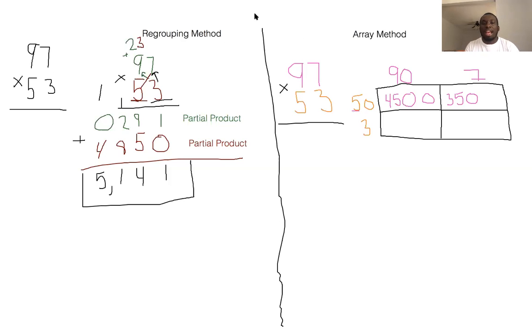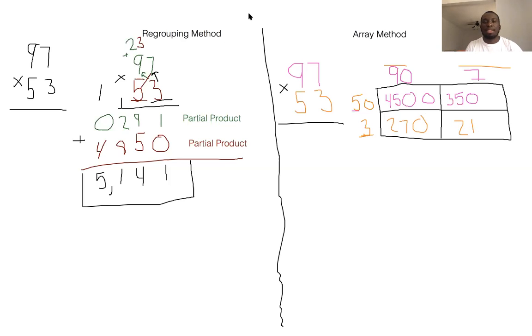Next, I'm going to move down to my units, or my ones, and I'm going to multiply both of these numbers by 3. 3 times 9 equals 27. And I'm going to add my 0 to make it 270. And then 3 times 7 is 21.